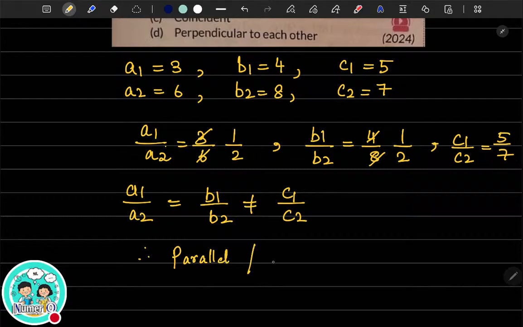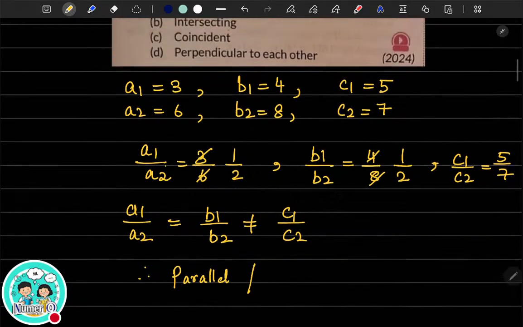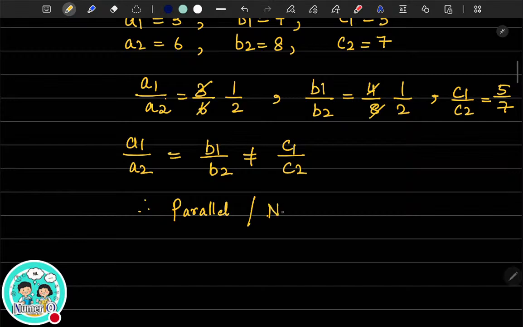So if it is parallel, will it have a solution? It will not have a solution. So no solution is the answer. Will the system be consistent or inconsistent? It will be inconsistent.